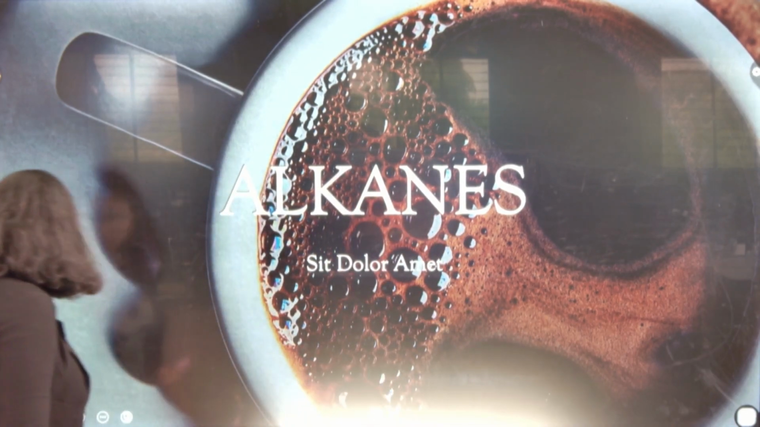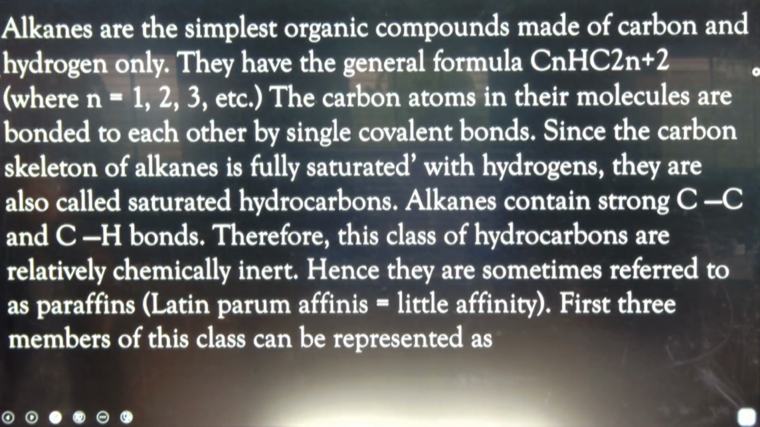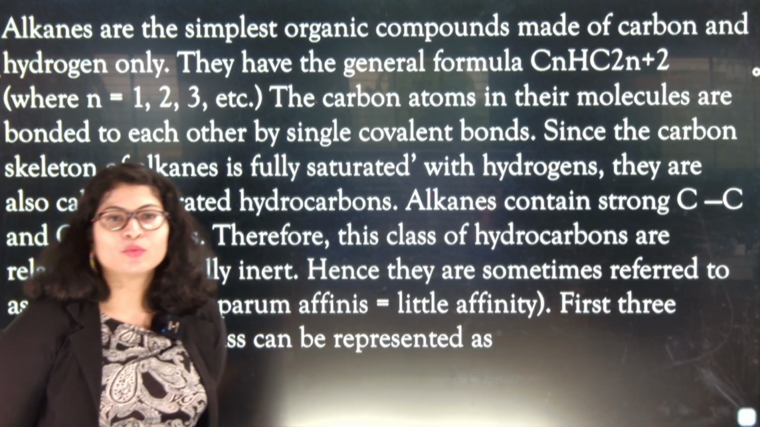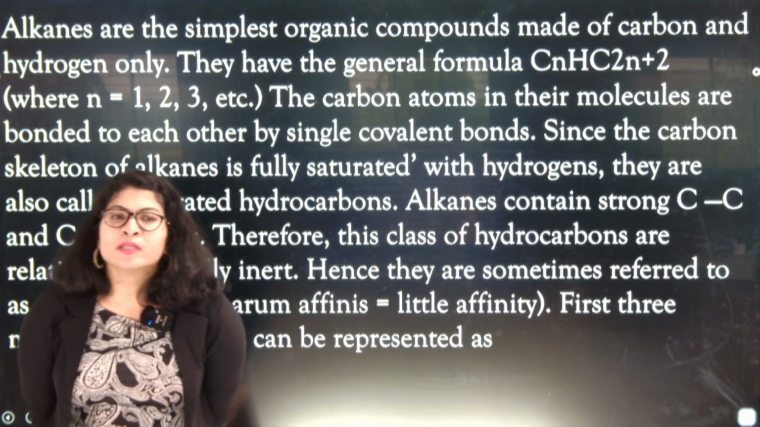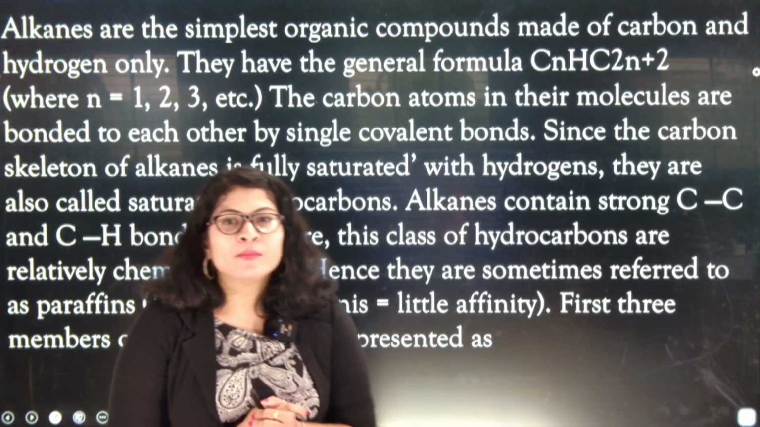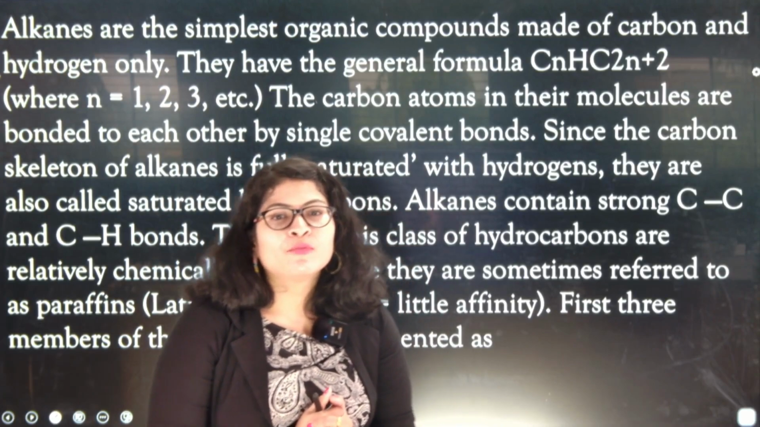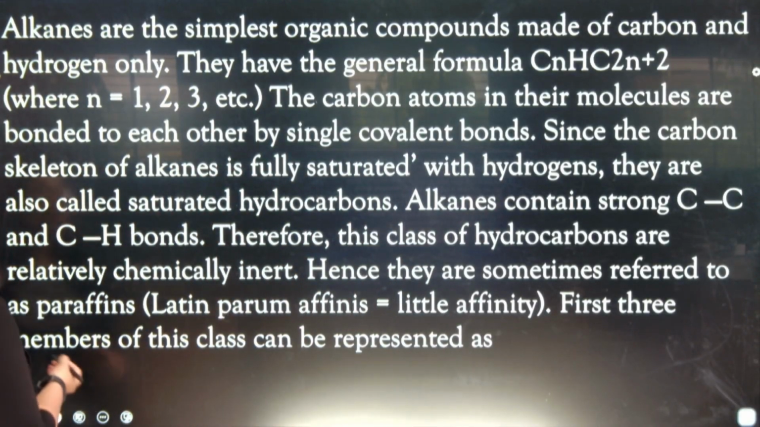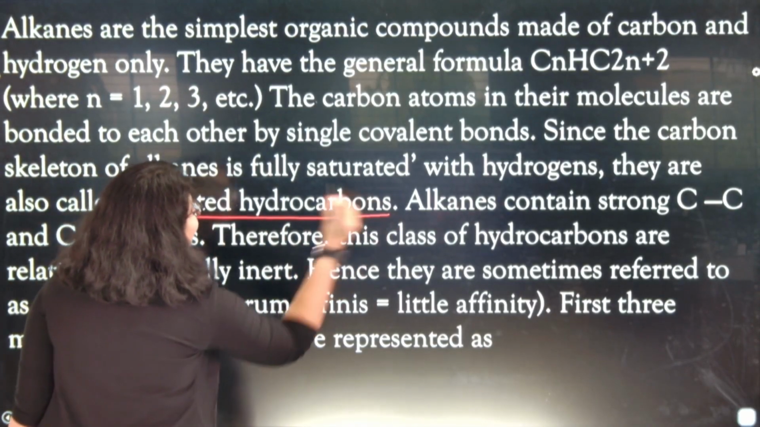Alkanes are the simplest organic compounds made up of carbon and hydrogen only. They have the general formula CnH2n+2. The carbon atoms in their molecules are bonded to each other by single covalent bonds. Since the carbon skeleton of alkane is fully saturated with hydrogen, they are called saturated hydrocarbons.